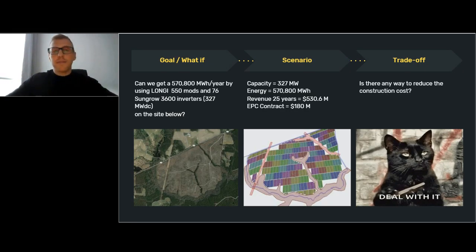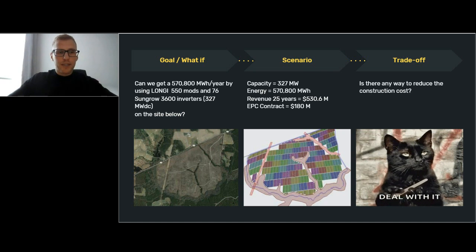Let's say we have a developer, and the request can be, can we get a 570,000 megawatt hour first year energy by using this type of modules, let's say Longi 550, and by using 76 Sungrow inverters with a specific megawatt DC power on the side below. So this is a very simplified version of a request for proposal.